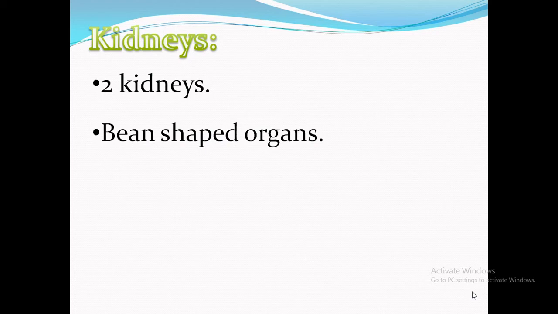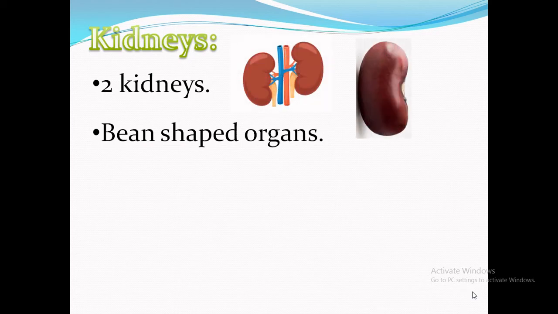The next important internal organ we are going to learn is the kidneys. As the name suggests, it's plural, so there are two kidneys. These kidneys are bean-shaped organs. Have you seen a bean before? You might have eaten it, or else this is how a kidney looks, and this is a bean. You can see that the kidneys look exactly like beans. Because the kidneys look like these beans, they are also called kidney beans.